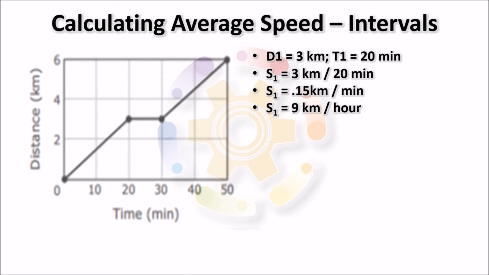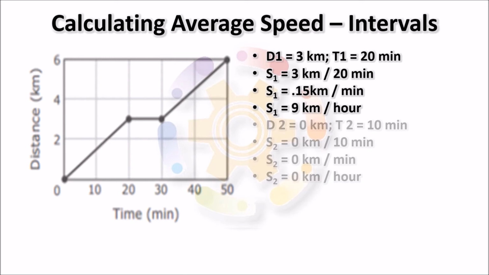Now, this next section is very interesting because if you'll see, the distance traveled is actually 0, because the starting point of the interval is 3 kilometers and the ending point of the interval is 3 kilometers. So no distance was actually traveled. However, 10 minutes did go by. So we put our values in for distance and our values in for time, and of course, 0 kilometers divided by 10 minutes gives us 0 kilometers per minute and 0 kilometers per hour.